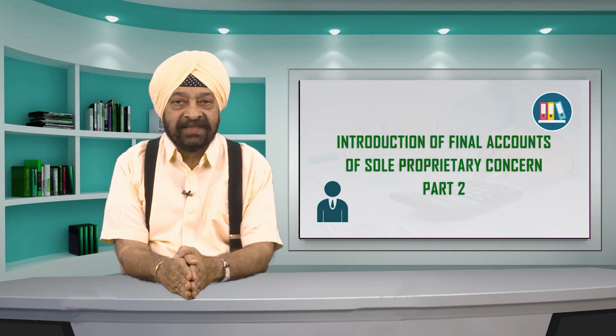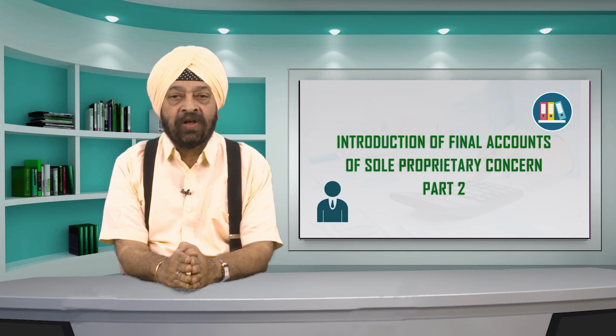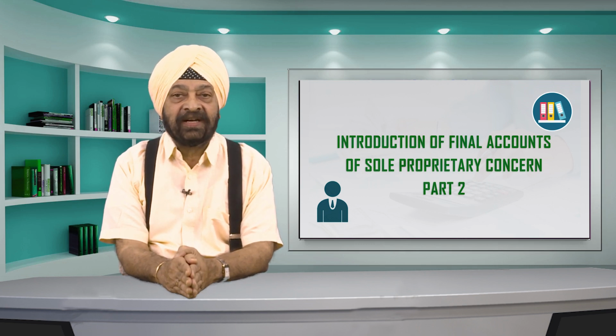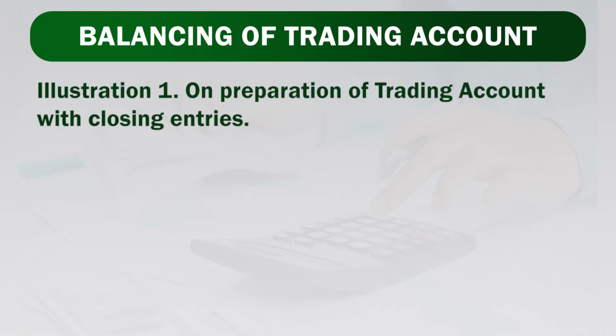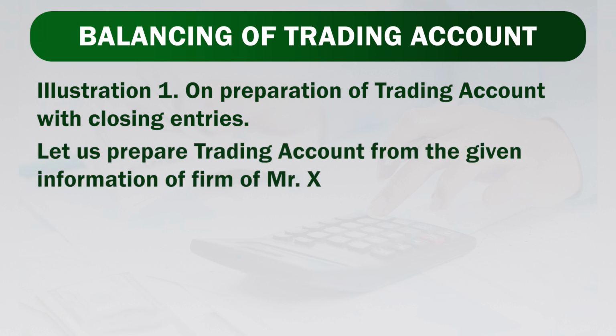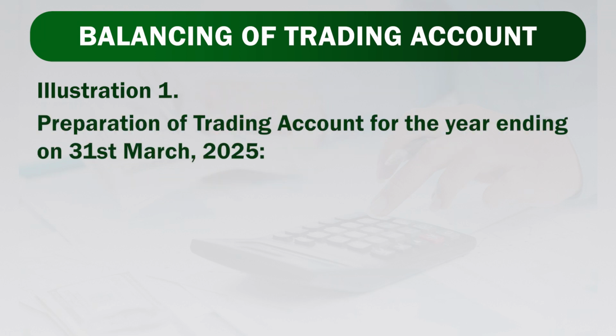Gross profit is transferred to the credit side of profit and loss account, and gross loss is transferred to the debit side of profit and loss account. Let us see one illustration on preparation of trading account with closing entries. Let us prepare the trading account from the given information of the firm of Mr. X, for the year ending on 31st March 2025.